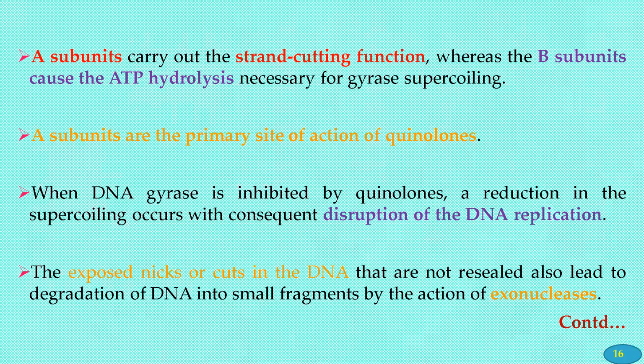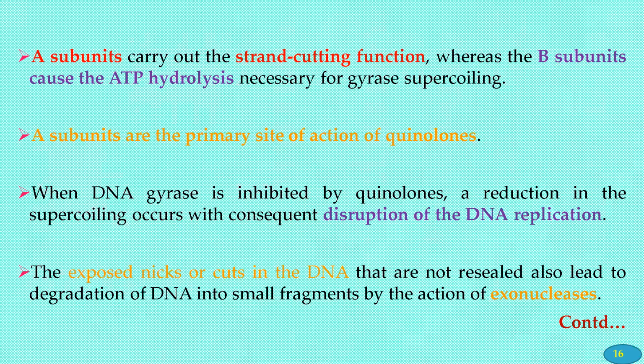When the DNA gyrase enzyme is inhibited by the quinolones, what happens? A reduction in supercoiling occurs, with consequent disruption of DNA replication. The exposed nicks, suppose you are taking an axe and cutting a tree, a nick is formed, or the cuts in the DNA that are not resealed, also lead to degradation of the DNA into smaller fragments by the action of the exonucleases.